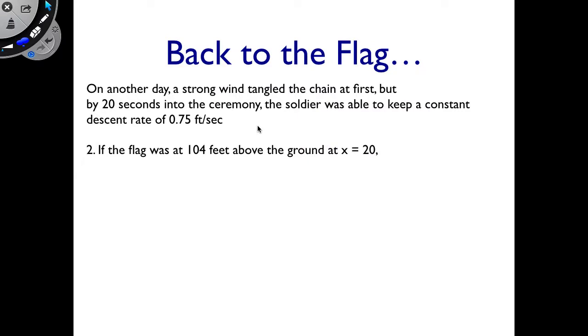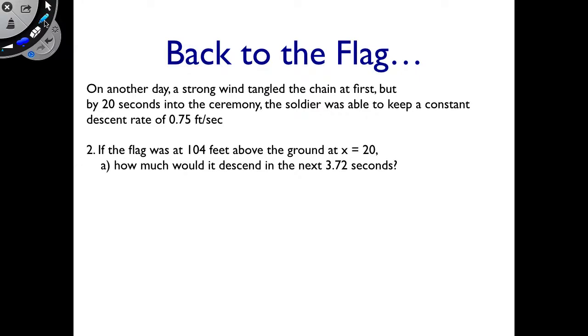So let's say that it took a while, but after 20 seconds we got down to this, the flag was at 104 feet when finally we were able to keep the nice even flag ceremony going. So if I wanted to answer questions about how much this flag would descend in the next 3.72 seconds, same numbers I used last time, after we're going at this nice constant pace, what do I do to compute this descent during the next 3.72 seconds?